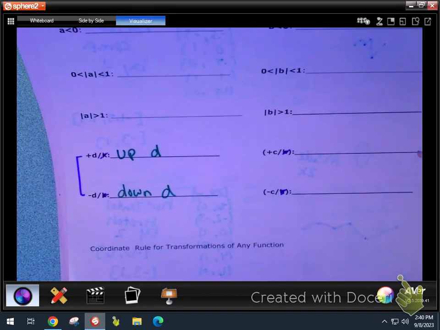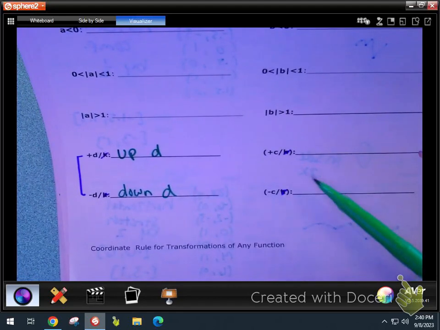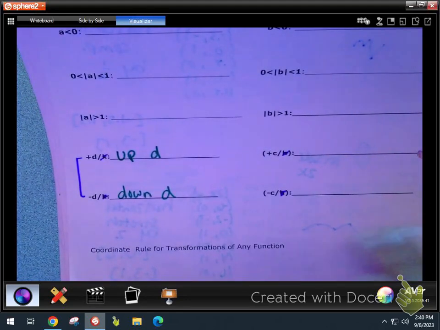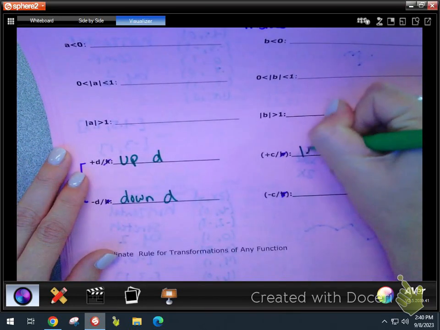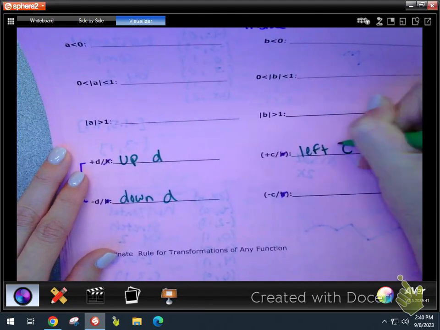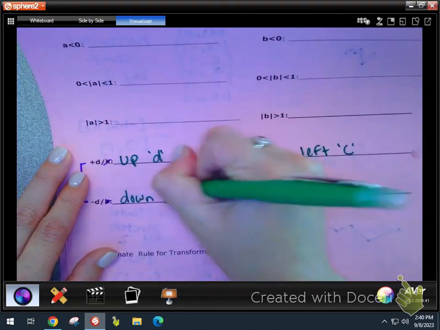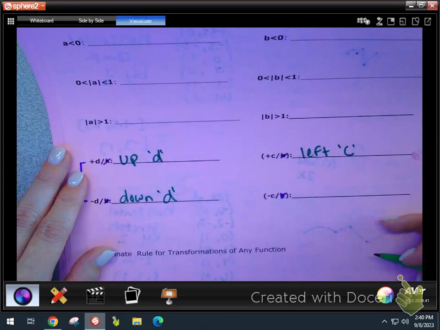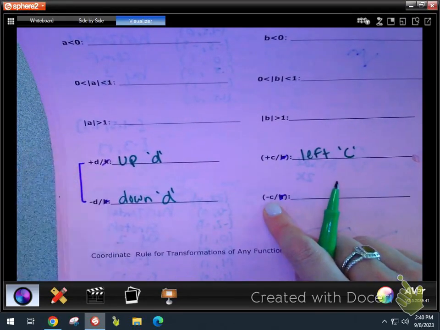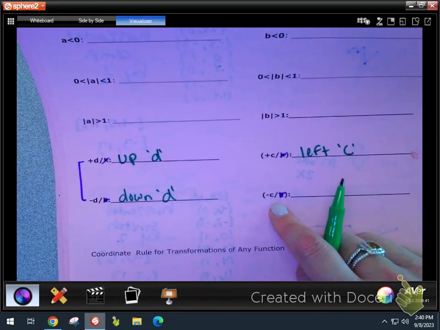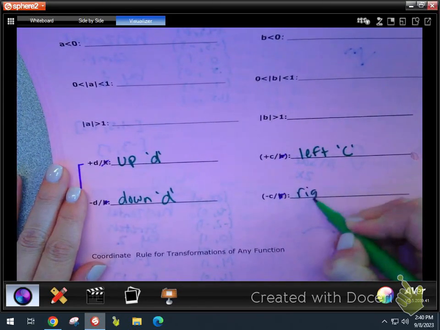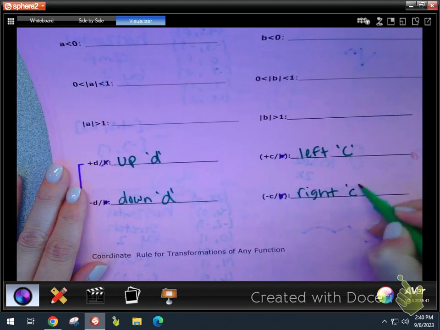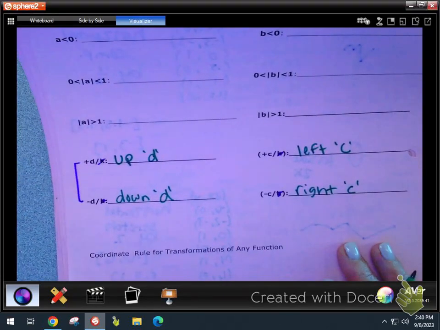C, however, is on the inside. Inside's opposite. Inside's a little bit tricky. So if you're adding a C, you're not really moving in the positive direction. You're moving in the negative, which is to the left. And you will move left that many units. If you have a minus C on the inside, you're not moving in the negative direction because inside's opposite. You're really moving in the positive, which is right. Okay? So those are a little bit easier.